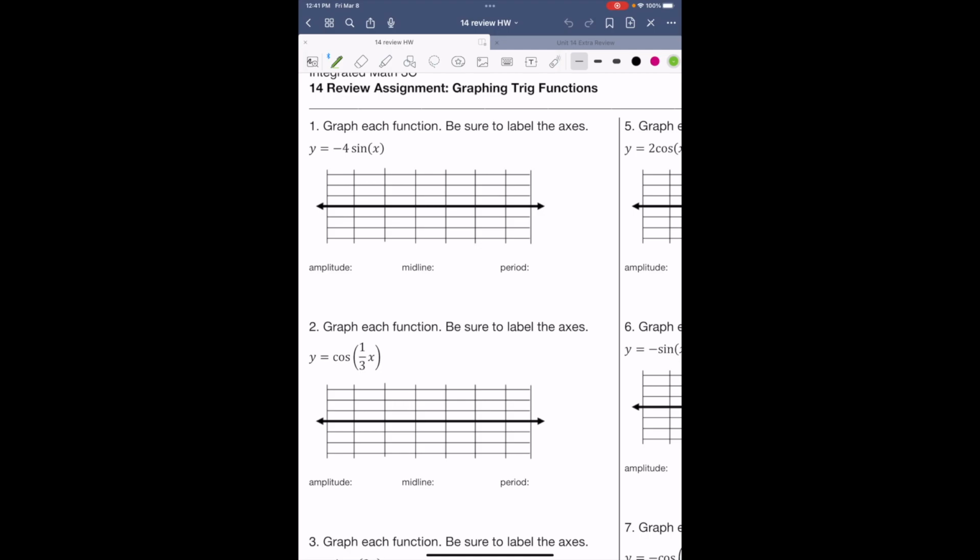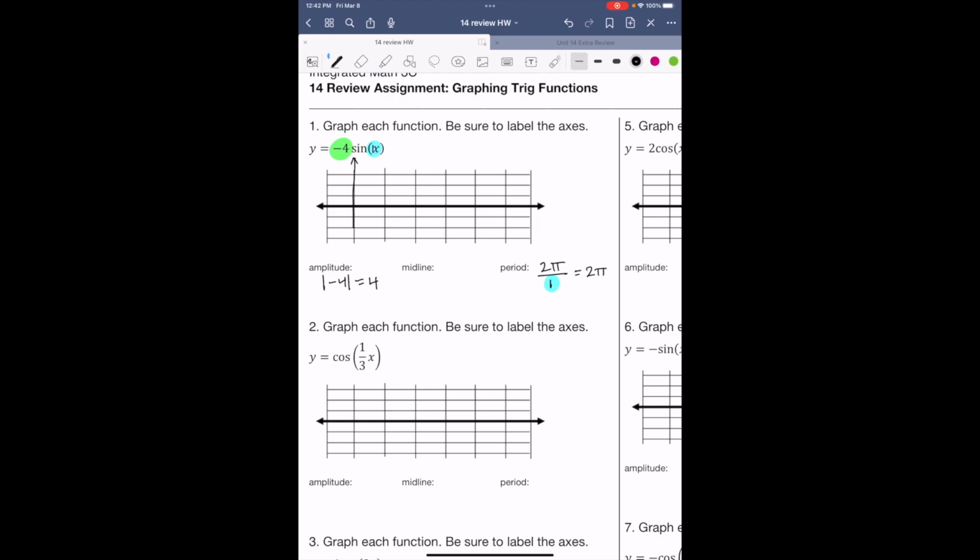Okay, for the first problem, we're going to start with the amplitude. To do the amplitude, we're going to look at this number, and it's going to be the absolute value of -4. So that's 4. We'll come back to the midline in a second. To find the period, that is going to be 2 pi divided by the number b for x. And since the number b for x is that 1 right there, it's going to be 2 pi divided by 1, which is 2 pi.